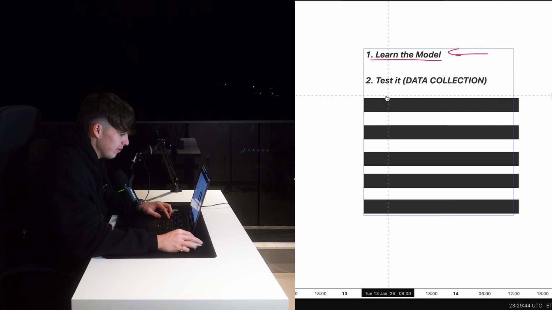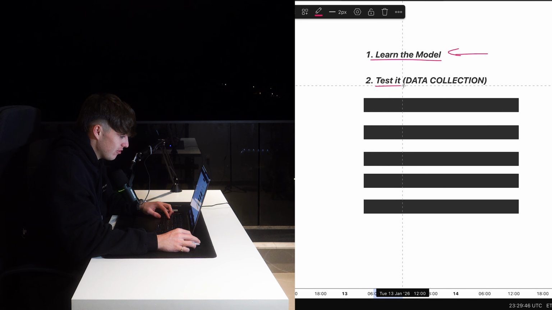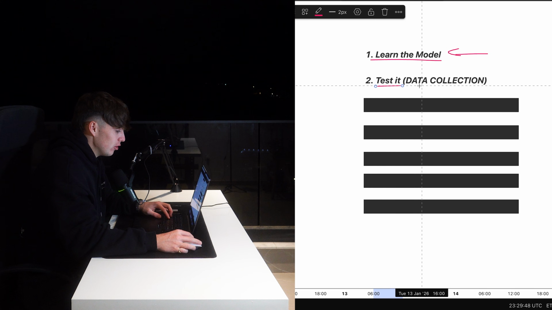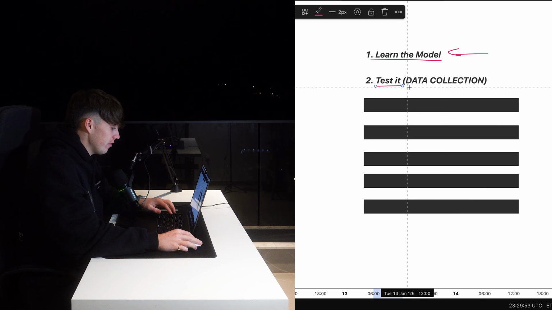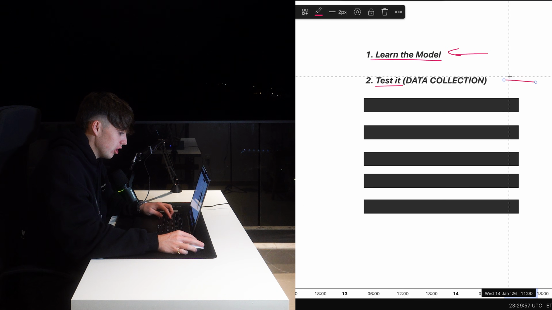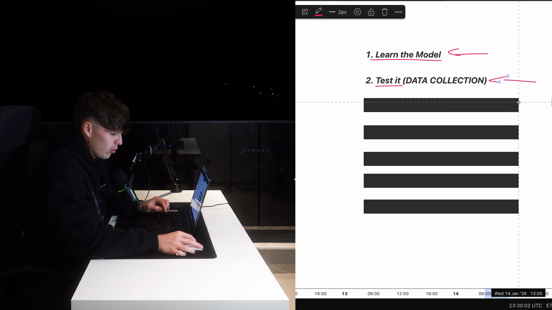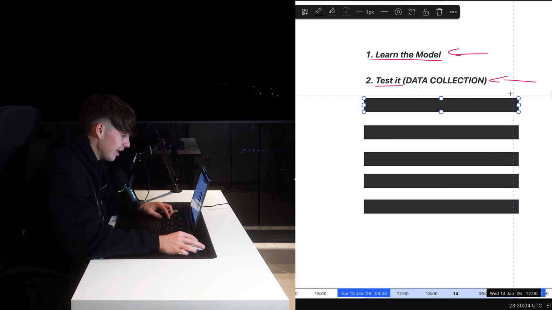Step number 2 is very simple. Test it. You need to collect data on this yourself. Now, it's all well and good me telling you that this works. I know it works, but you don't know me from Jack. So test it yourself and collect data on it. Most importantly, journal this trade so that you can get used to trading it on an eval or maybe on a demo account. You get used to trading the model and collecting data.